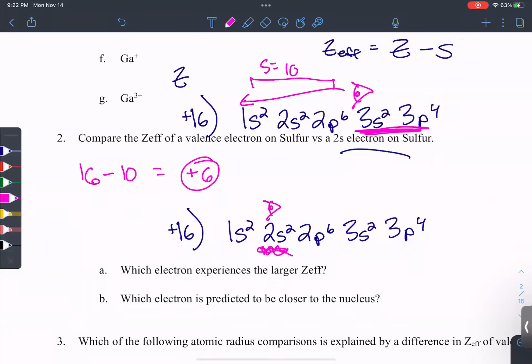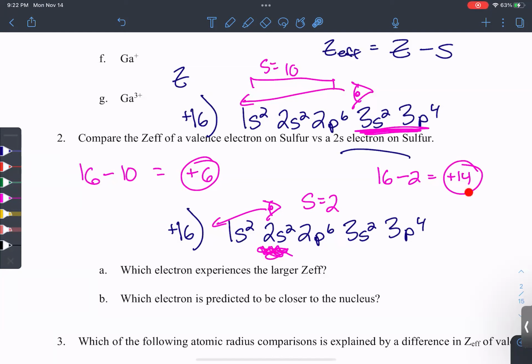So if we look into the concert, how many electrons are standing in front of me? 2. So shielding is 2. Oh, I love that. So what is the effective nuclear charge of that 2s electron? Yeah, so you do 16 minus 2, it's +14. So what we see here is that inner core electrons experience a higher effective nuclear charge because there's less shielding involved. All right. So which electron is more attracted to the nucleus, a 3s electron or a 2s electron?